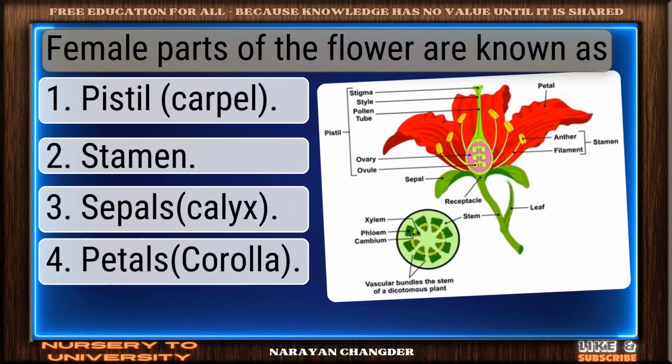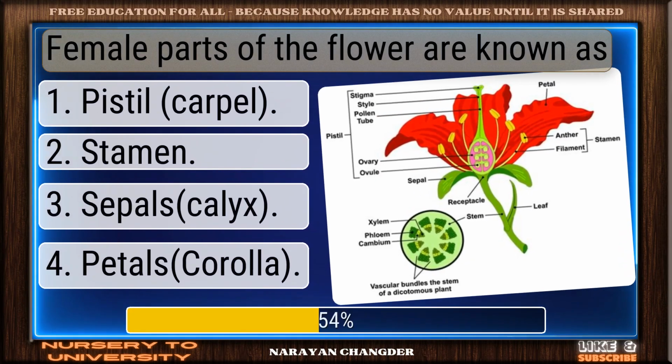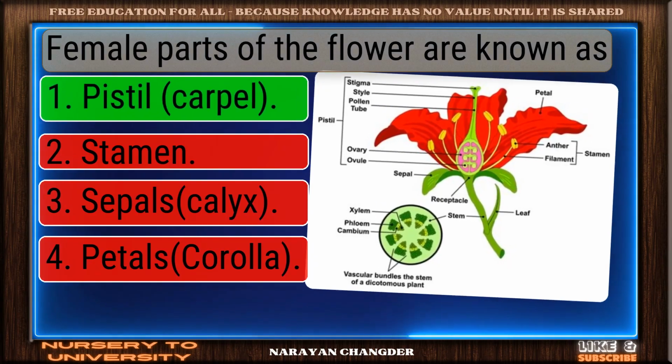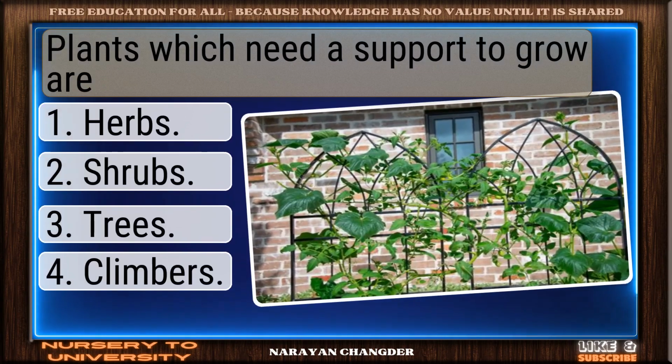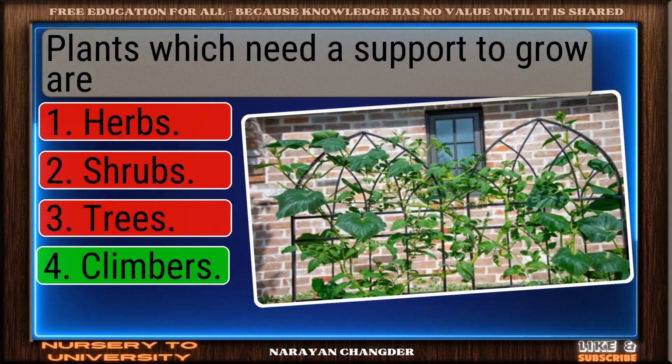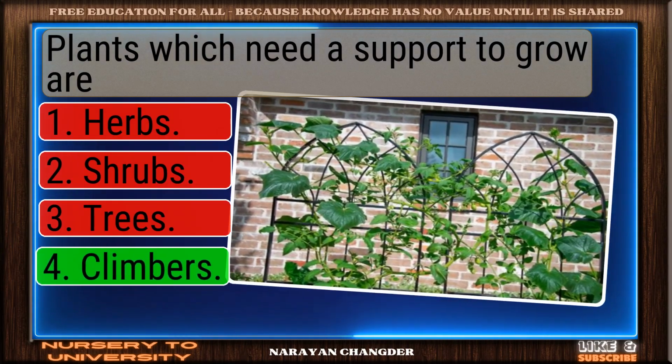Female parts of the flower are known as. Perfect. Pistil is the correct choice. Plants which need a support to grow are. Good thinking. Climbers is the right answer.